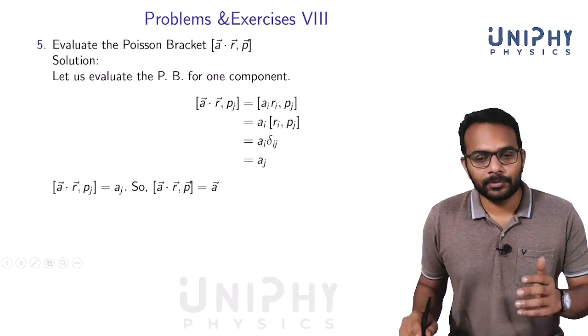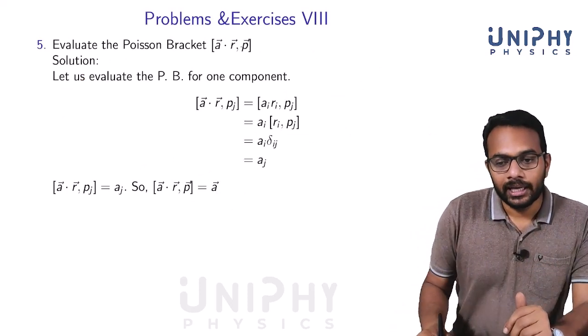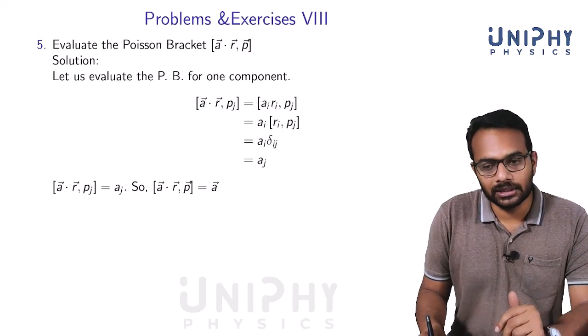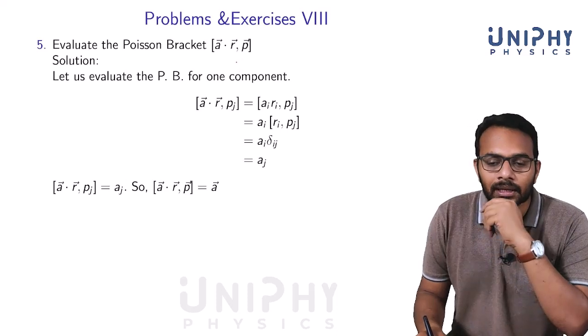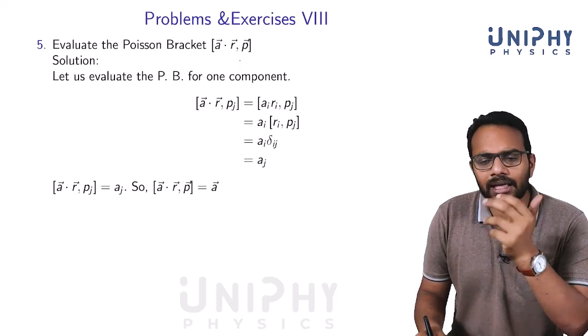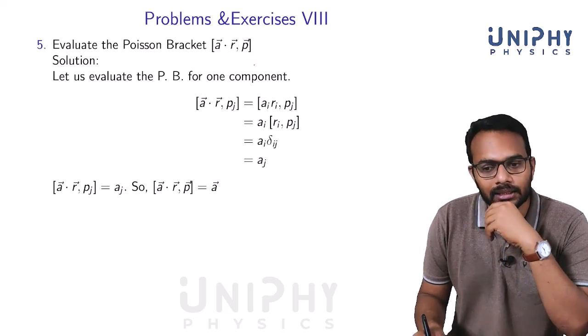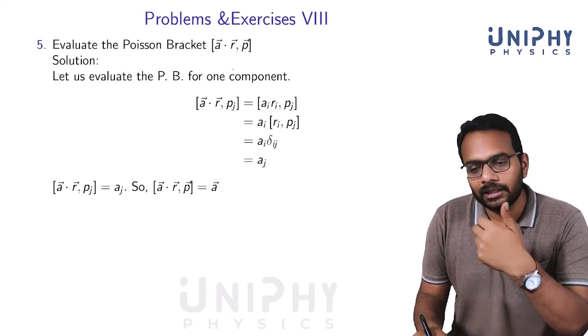The next problem is to evaluate the Poisson bracket a dot r comma p. Now how do we do this? We have talked about this p vector. We are given p vector here. So what we can do is actually evaluate the Poisson bracket for one component first, and then we can find out the other things.